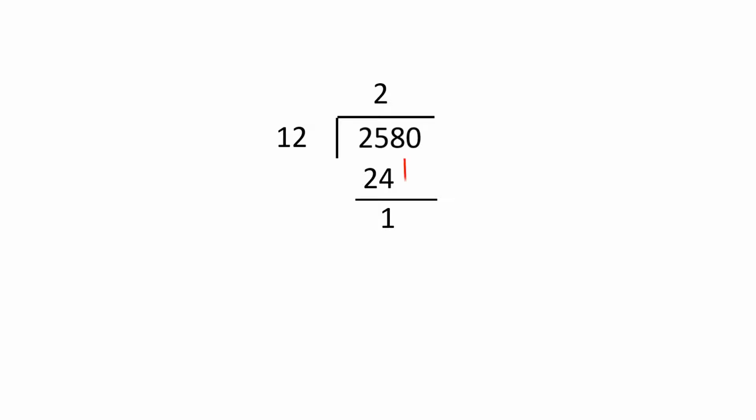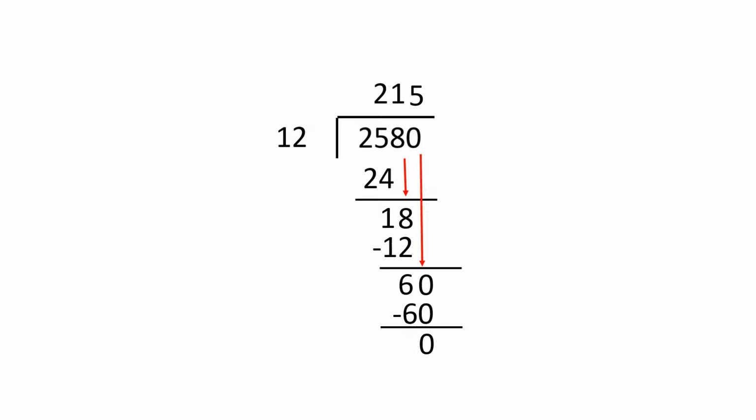We then bring down the 8. 12 goes into 18 once, so we put 1 above the 8 and subtract 12 from 18 to get 6. We then bring down the 0. 12 goes into 60 5 times, so we write a 5 above the 0, and we have our answer of 215. When I teach class, I'm often asked how I know what number to pick. Let's explore that before we go into ways of making specific cases easier.